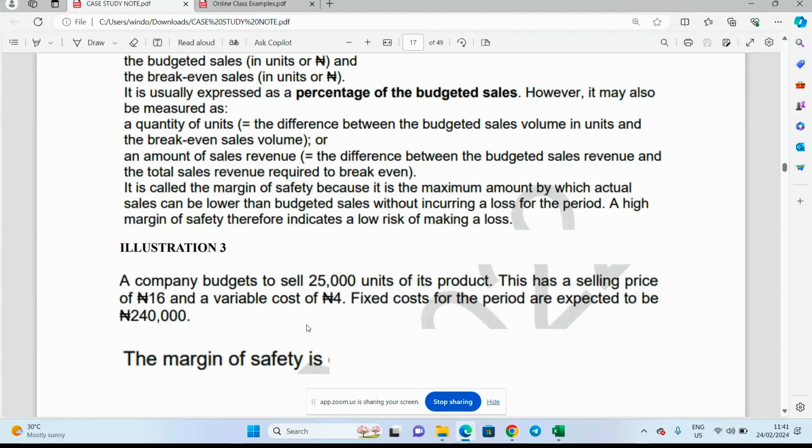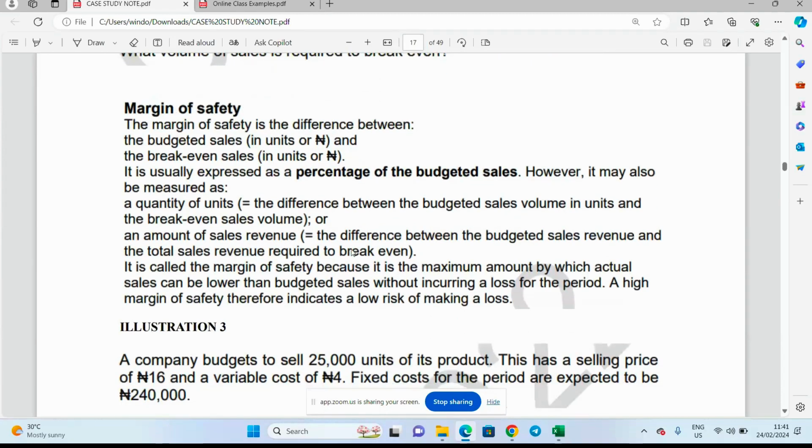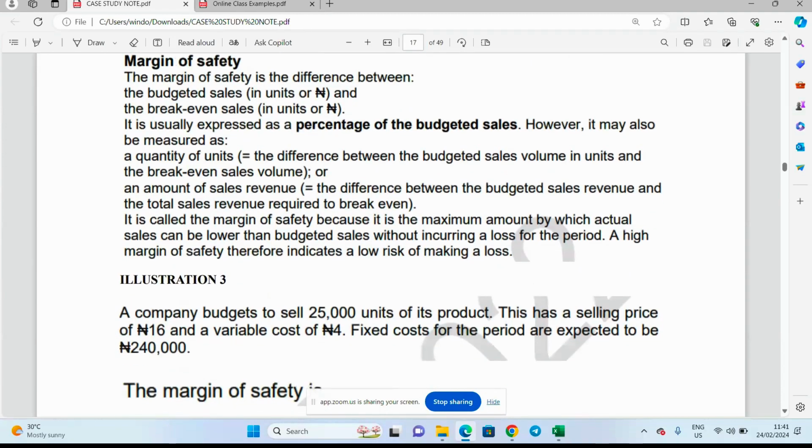The company budgets to sell 25,000 units of its product, which has a selling price of 16 naira, variable cost of 4. Fixed costs for the period are expected to be 240. Calculate the margin of safety. So margin of safety, is it the same as the break-even point? No, margin of safety is budgeted sales minus break-even sales. Meaning you have your budgeted sales as 25,000, but you need to calculate your break-even sales in units.